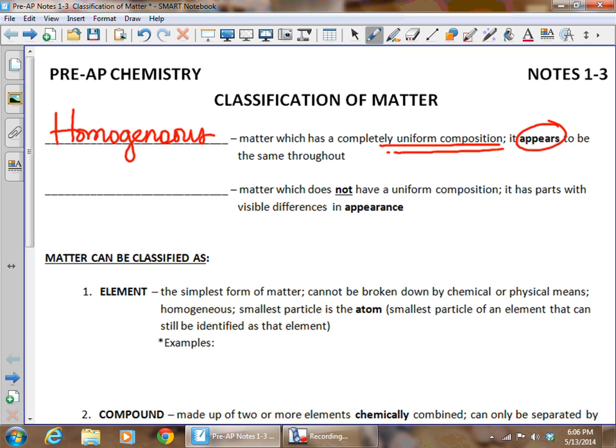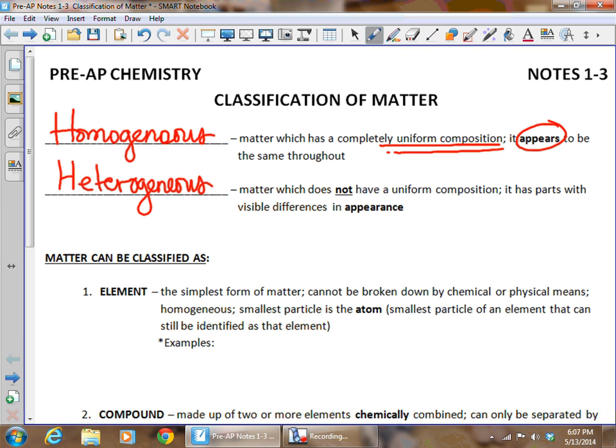Matter, however, that does not have a uniform composition is heterogeneous. If we can see different parts in it, it's heterogeneous. A pizza is heterogeneous. We can see the pepperonis and we can see the crust and the cheese. A Hershey's candy bar with almonds is heterogeneous because we can see the chocolate and we can see the almonds. If we can see the different parts, and take it a step further, if we could separate them into different piles, it's heterogeneous. So salt and pepper would be heterogeneous. We could separate that into two piles. I do not know why anybody would want to do that, but we could.